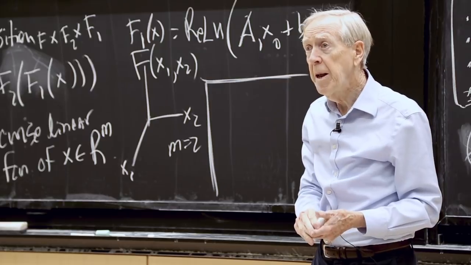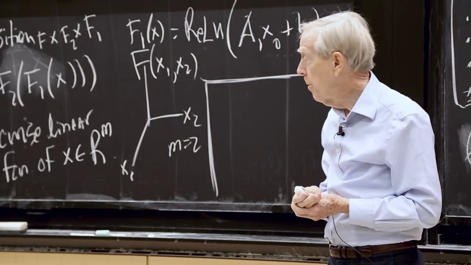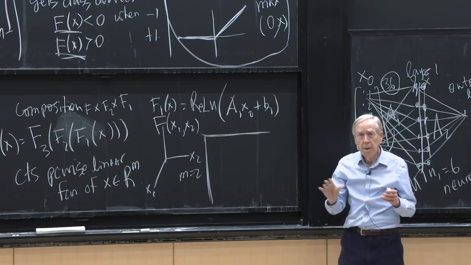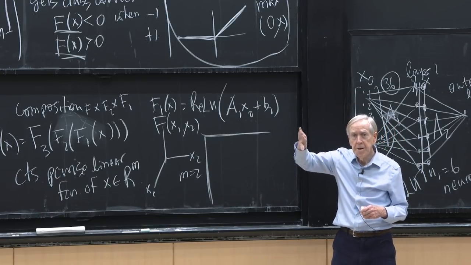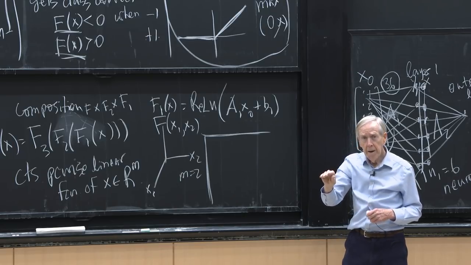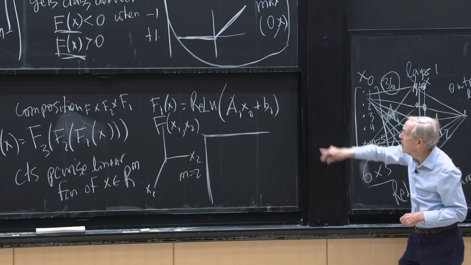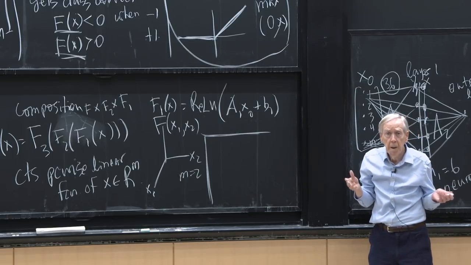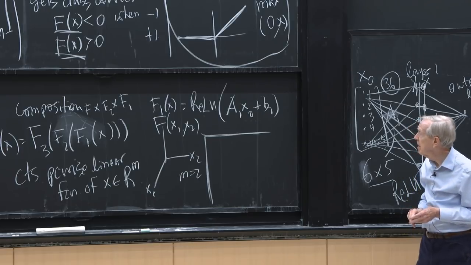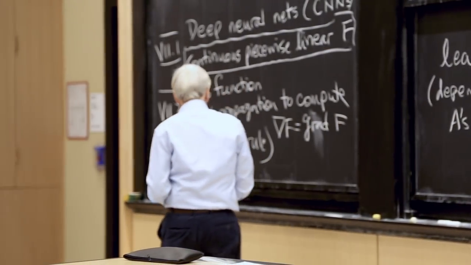And the question will be, how many pieces? So let me ask you that question. How many pieces do I have? You see what I mean by a piece? So I'm thinking of a graph that has these flat pieces, and they're connected along straight edges. And those straight edges come from the ReLU operation. That's got two pieces. Actually, we could do in 1D, we could count the number of pieces pretty easily.